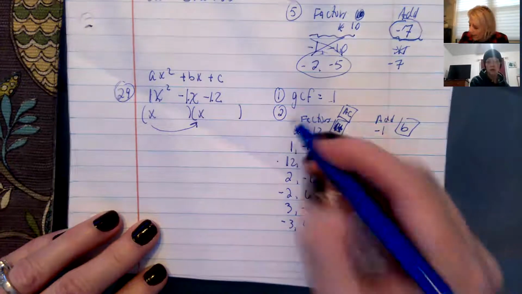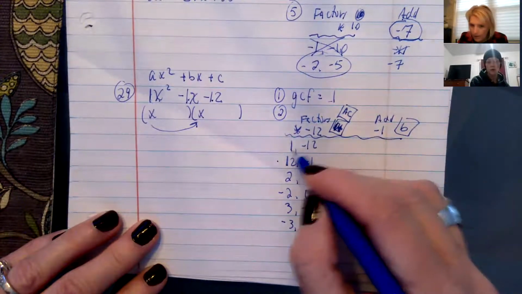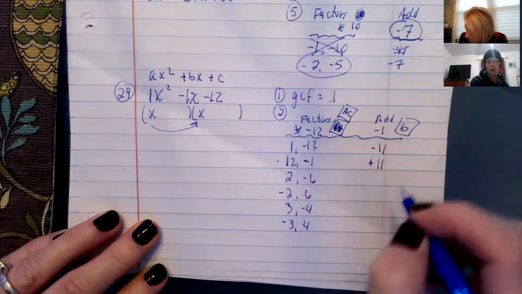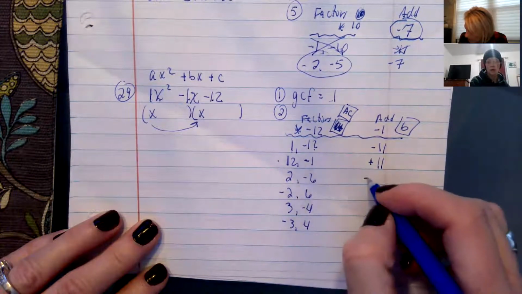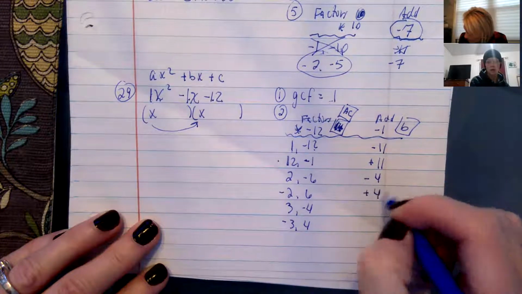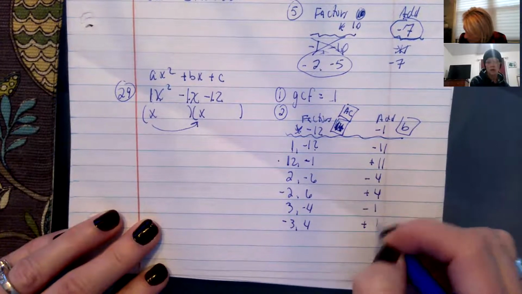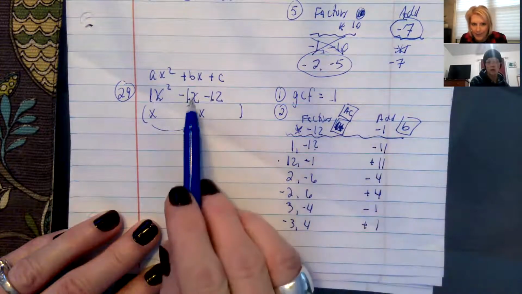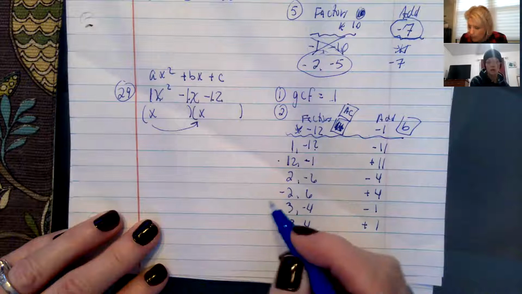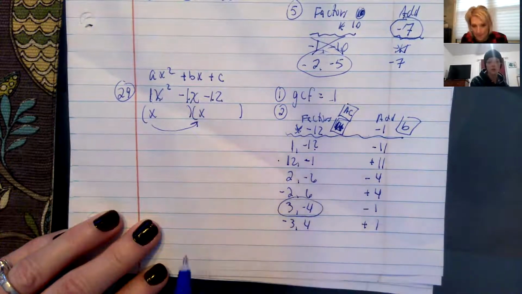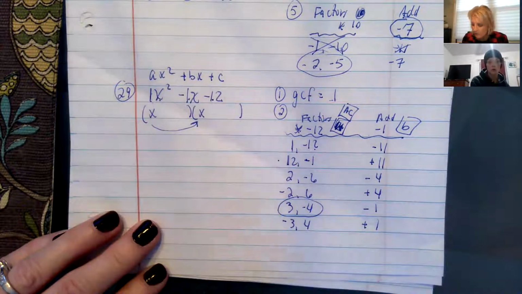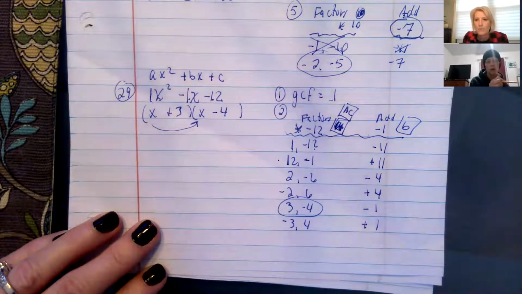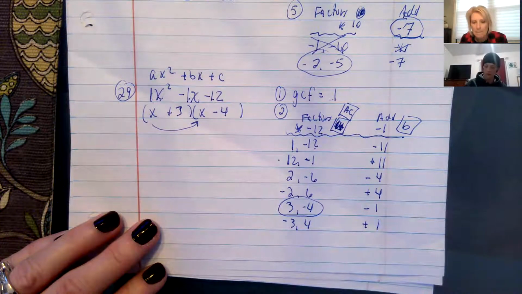So if I go through and I add these, I've got a negative 11 and a positive 11. And then I've got a negative 4 and a positive 4, a negative 1 and a positive 1. And we want the negative 1. So it's 3 and negative 4. And then we just plop them right in. So it'd be x plus 3 and then x minus 4.